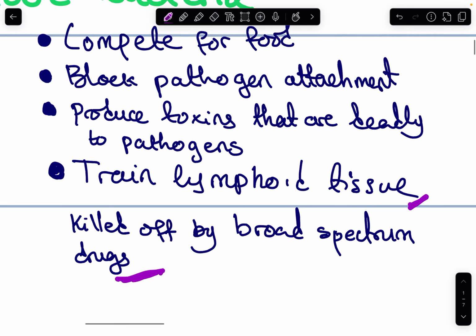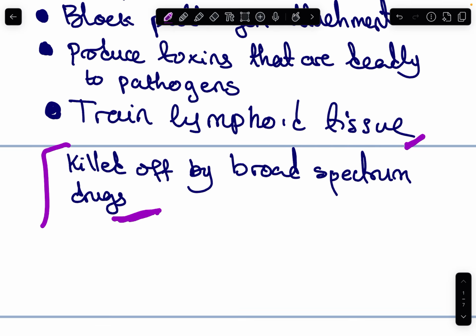This isn't one of the things that good bacteria does. This is just a fact about broad spectrum antibiotics, right? They kill off bacteria. That's something we're learning in pharm. But the thing is that when you take a broad spectrum antibiotic, it's going to kill off whatever bacteria you're taking it for, right?